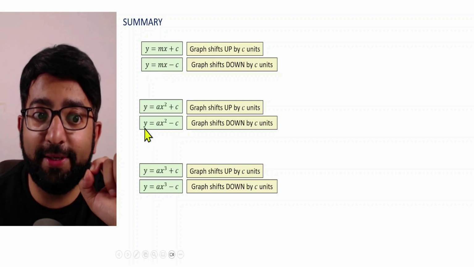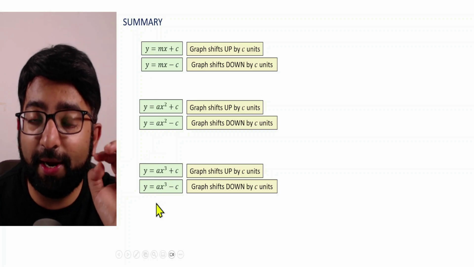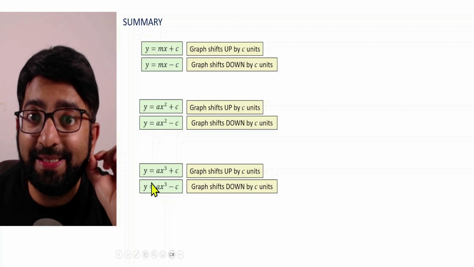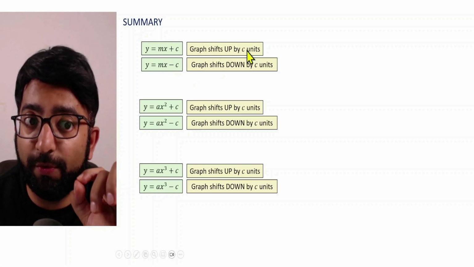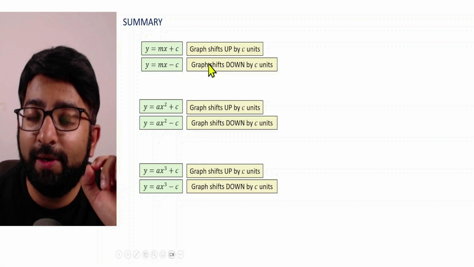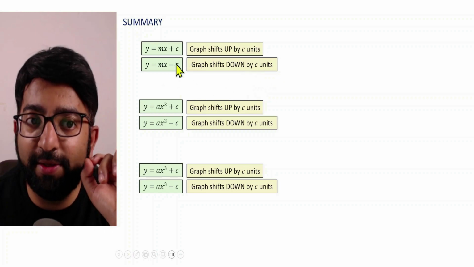So here y is equal to mx, y is equal to ax square, y is equal to ax cube. So on the left hand side, we only have y. And in such cases, if you are adding a number, the graph will shift up by c units. And if you are subtracting any number, the graph will shift down by that many units. So c units in this case.